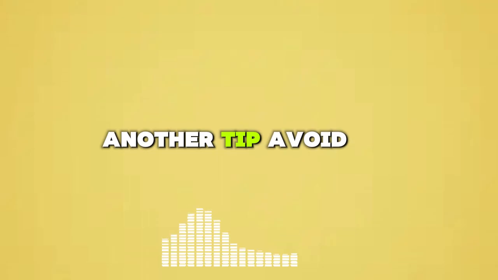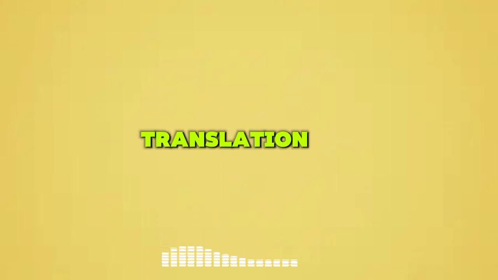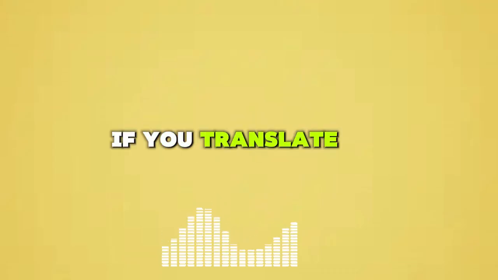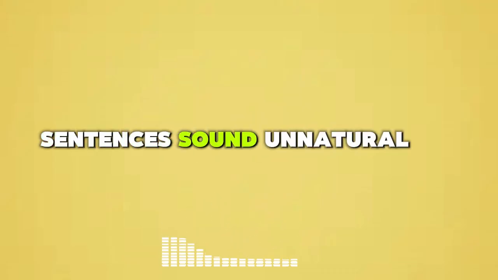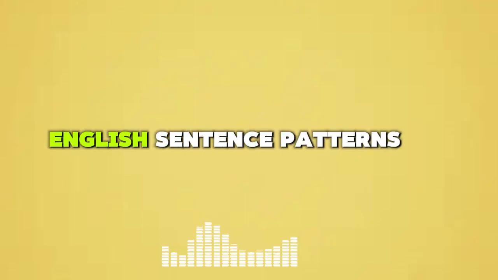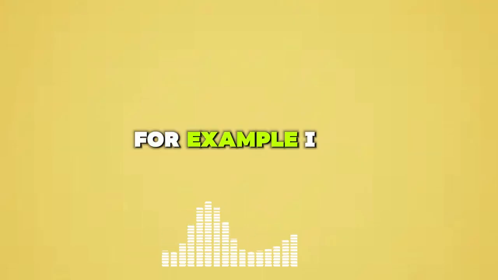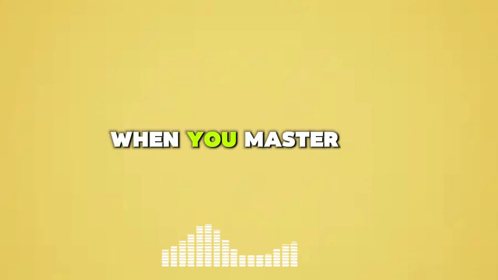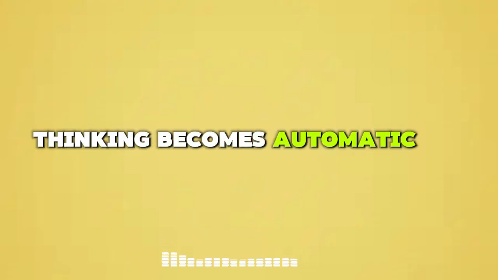Another tip: avoid word-by-word translation. Different languages have different sentence structures. If you translate word by word, sentences sound unnatural. Instead, learn complete English sentence patterns. For example, I am going to, I want to, I need to, I have to. When you master patterns, thinking becomes automatic.